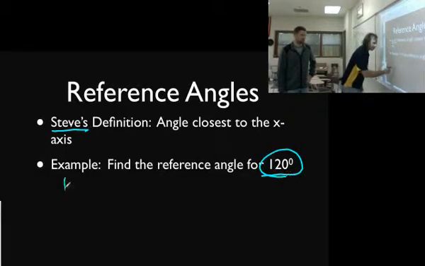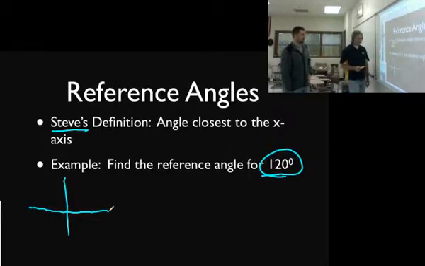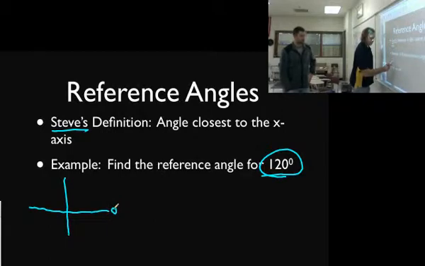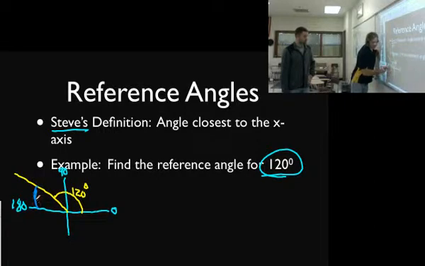Well, the first thing we've got to do, what quadrant is 120 degrees in, sir? Second quadrant, because we go 0, 90, 180. So 120 is in here somewhere. That's really crummy, but you get the general idea. That's 120 degrees. So the reference angle will be the angle closest to the x-axis.